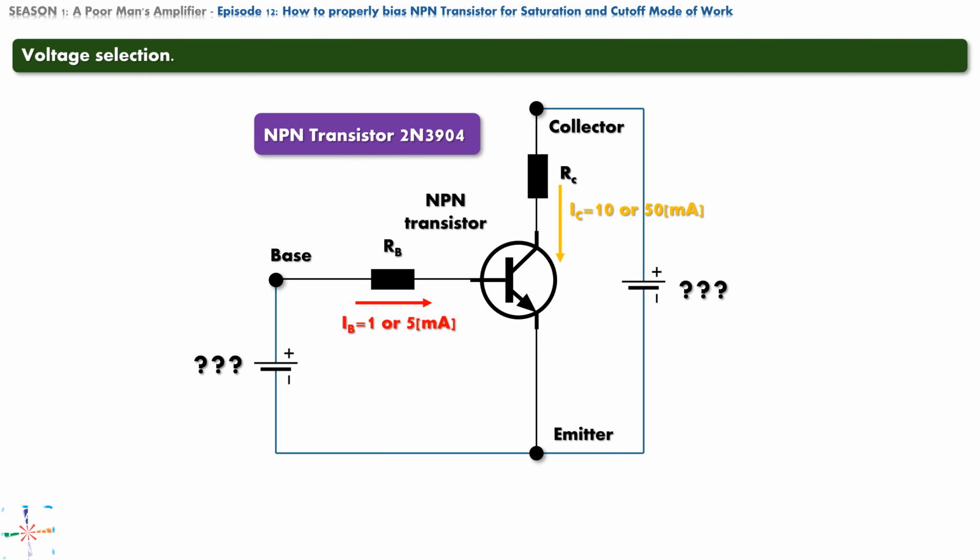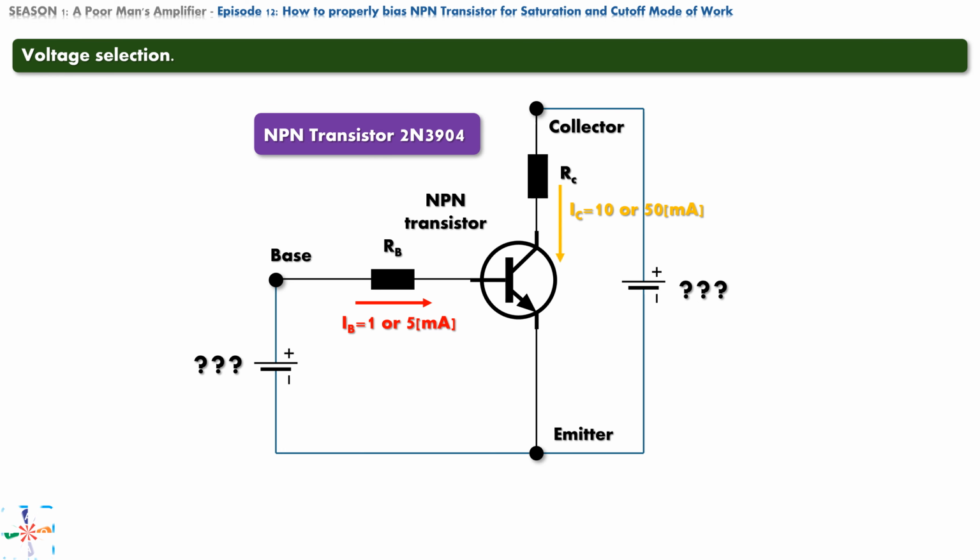Okay, so we see that base and collector currents are predefined by design of the transistor itself. We get those values from the datasheet. But what about voltages? For base emitter junction, we know that by definition, we must provide 0.7 volts or more. And what about collector emitter junction? How much voltage do we apply there?